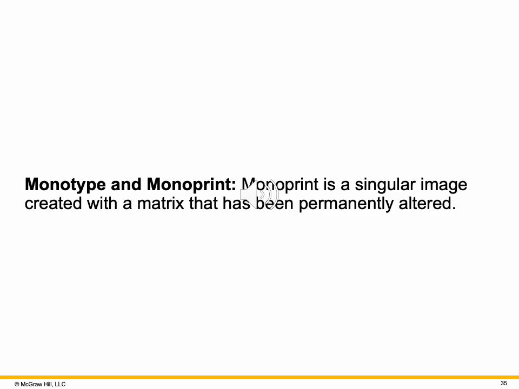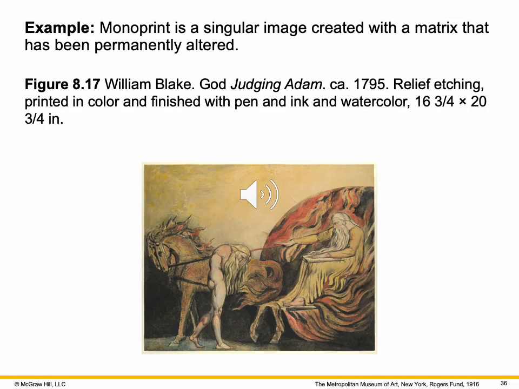Monotype and monoprint. Monoprint is a singular image created with a matrix that has been permanently altered.